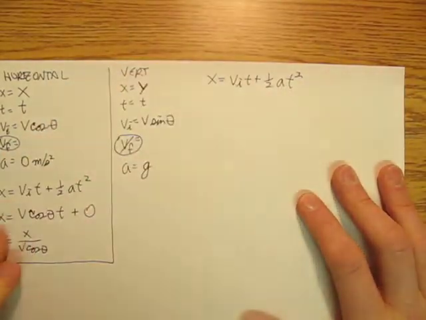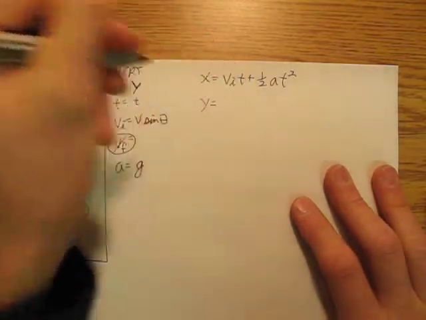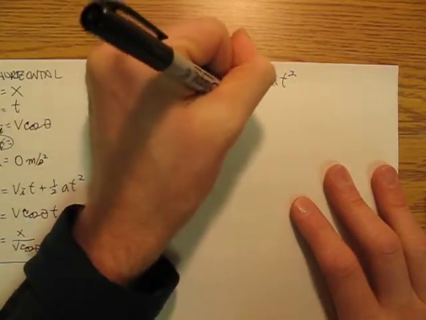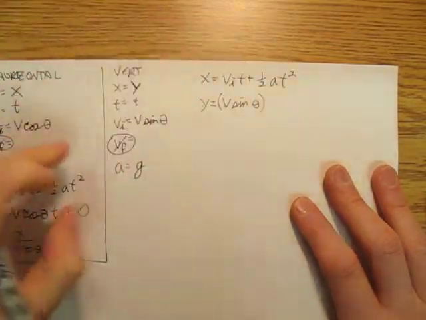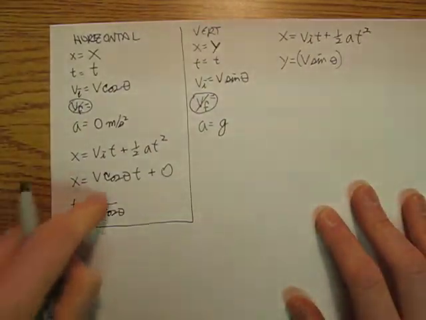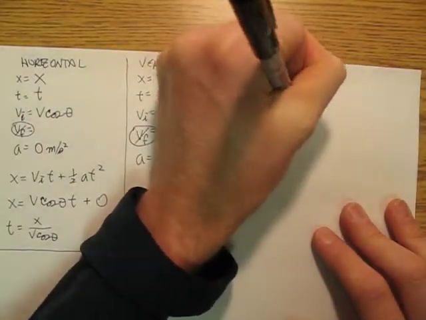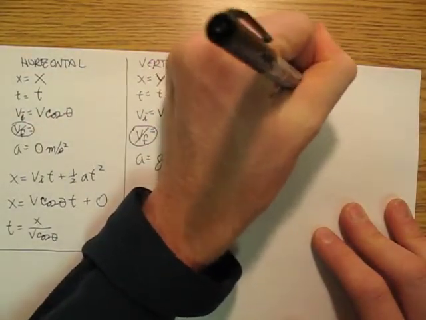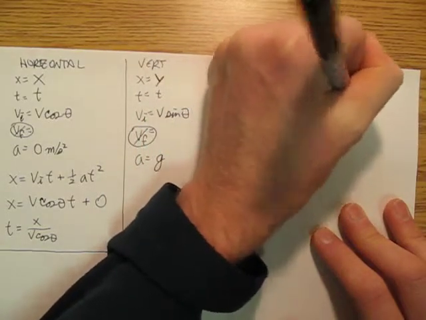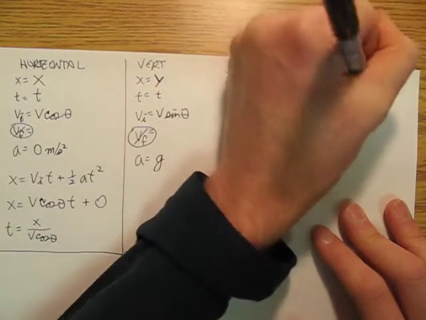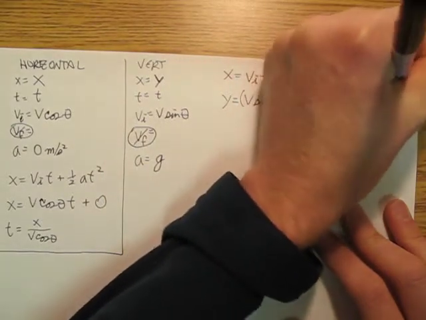Okay, now y equals v sine theta times t. T is x over v cosine theta, plus 1/2 g times x over v cosine theta, squared.